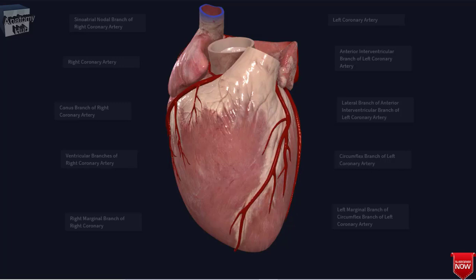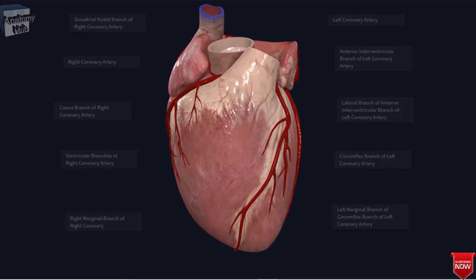The word coronary is actually the Latin name, that means crown. So it encircles the heart in such a way that it looks like the crown of the heart. That's why the name is the coronary arteries, much like a crown.